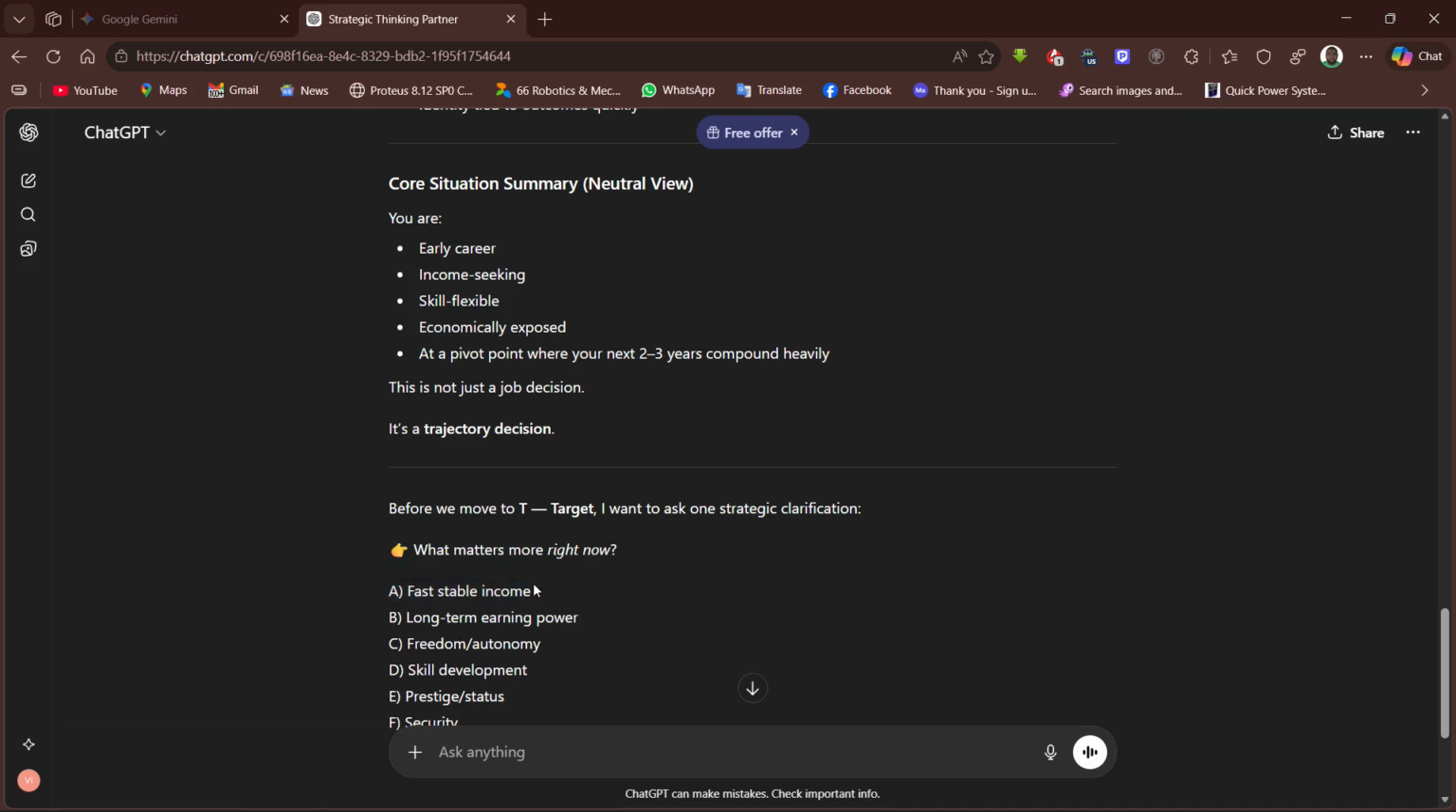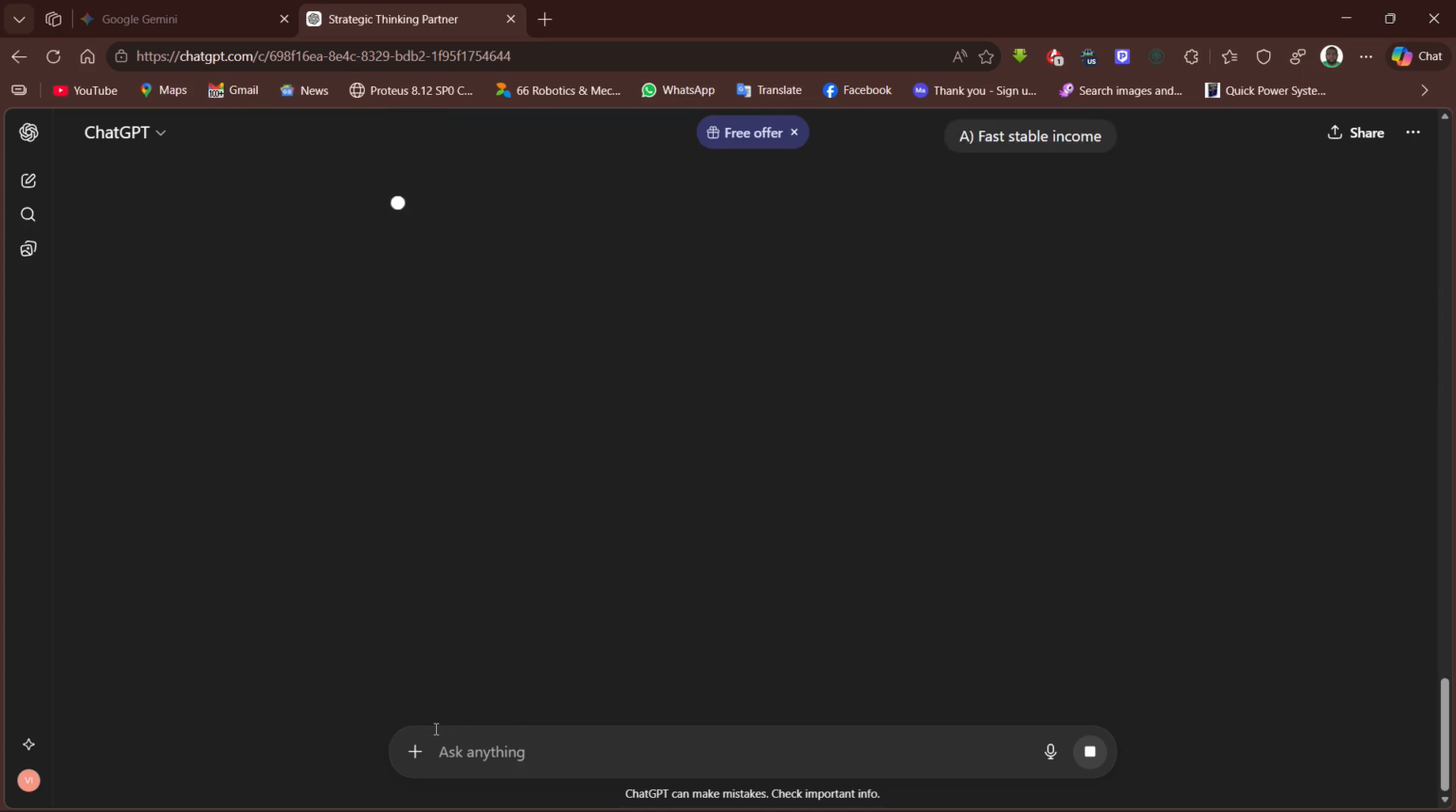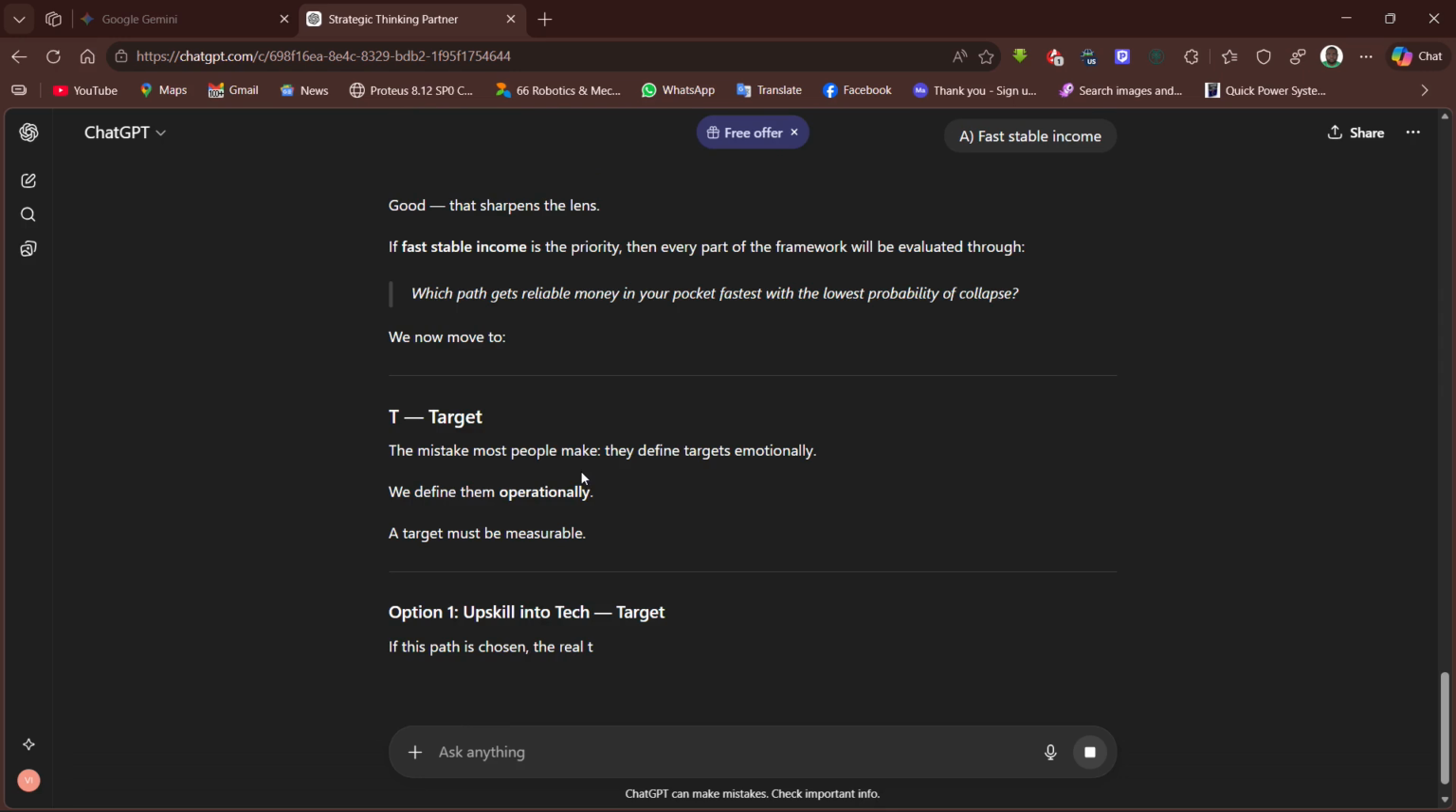So we're going to say, for the case of this person, what matters more right now is fast stable income. Then we move on to the next part, which is our T, our target. Good, that shapes the lens. If fast stable income is a priority, then every part of the framework will be evaluated through which path gets reliable money in your pocket faster with the lowest probability of collapse.